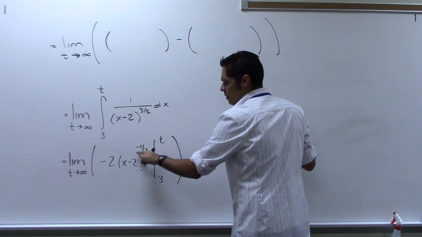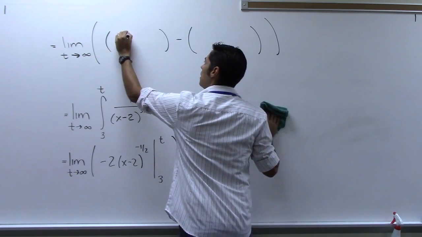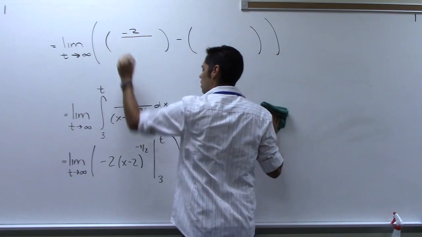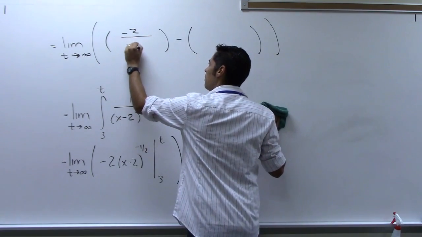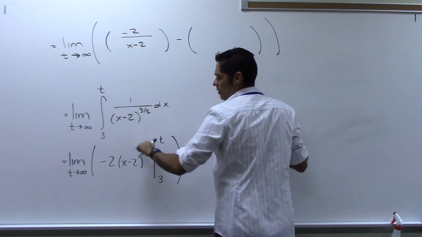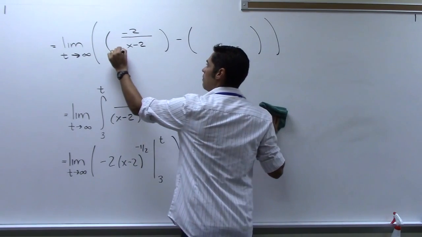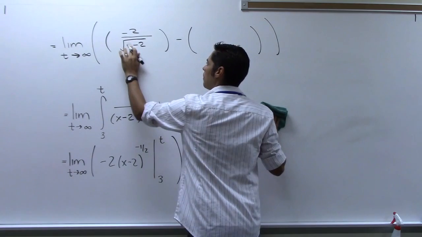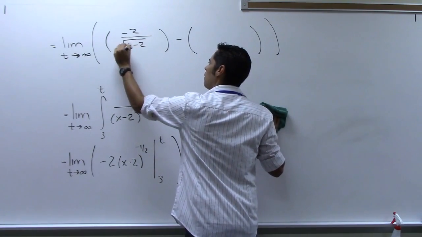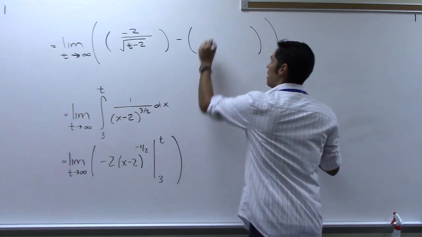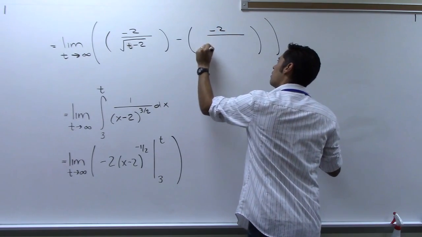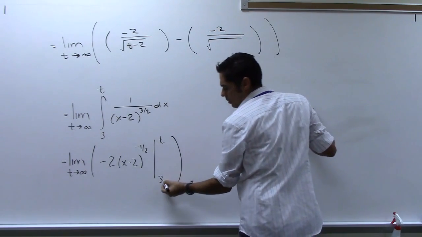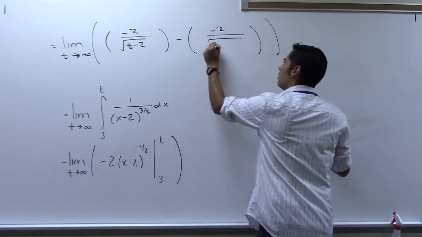Also, while I'm doing this, I'm going to rewrite this. This is going to be -2 over (x minus 2) to the positive 1/2, because I'm dropping it down, but positive 1/2 means square root. Oh, forgot to replace the x with t. And then I'm going to do the same thing, -2 over the square root of, now I plug 3 in here, 3 minus 2.